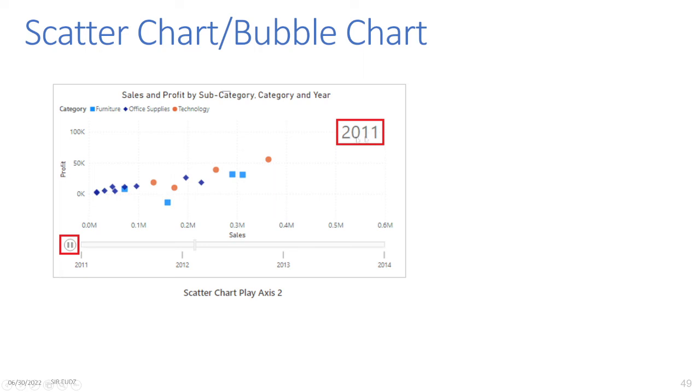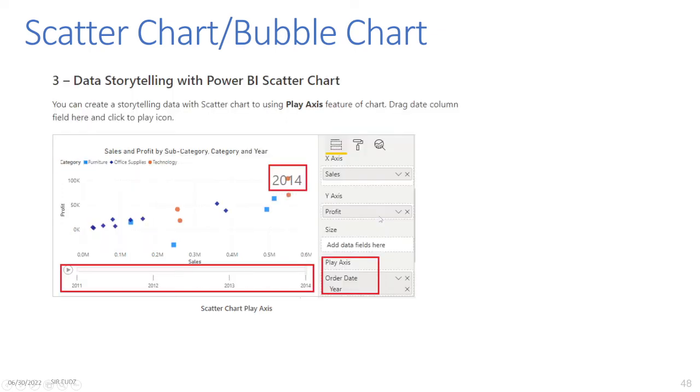So here you can click on the date. Here is the play icon. So we have the play icon, and the values here will be changing based on the order date.